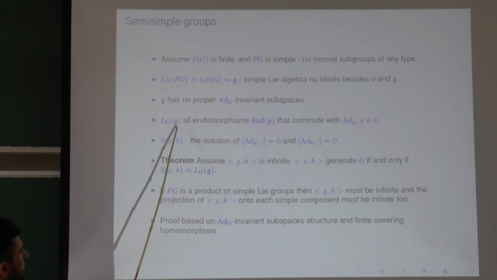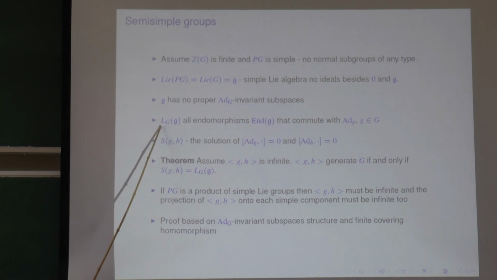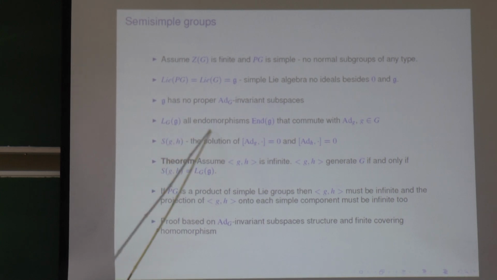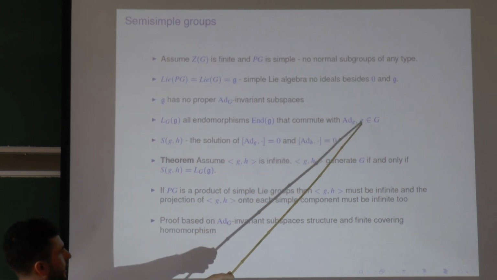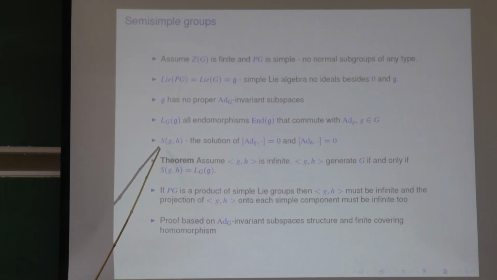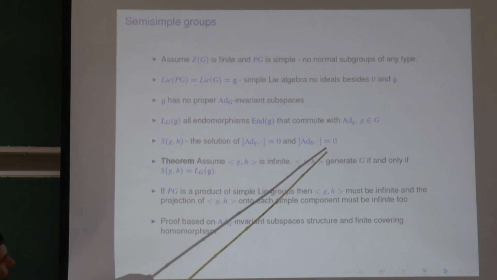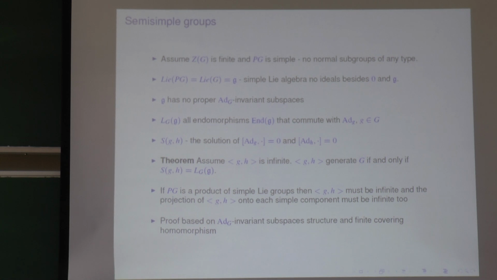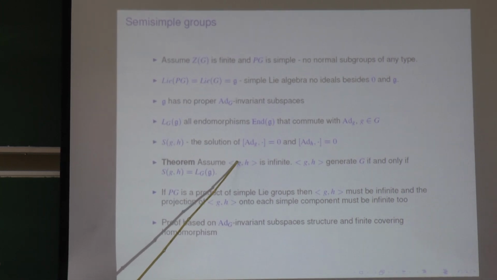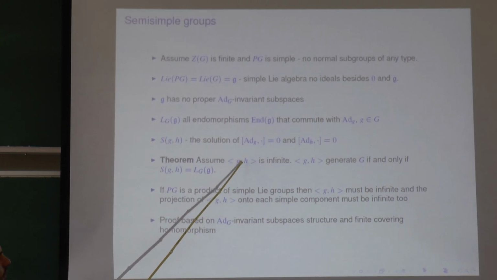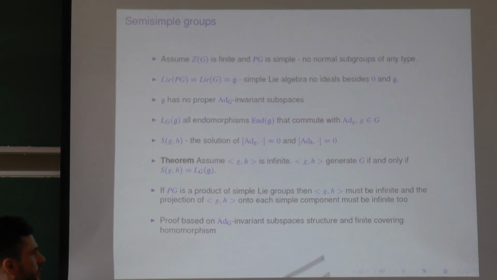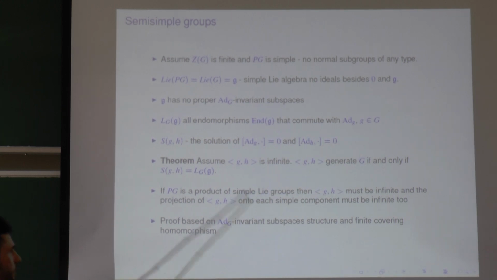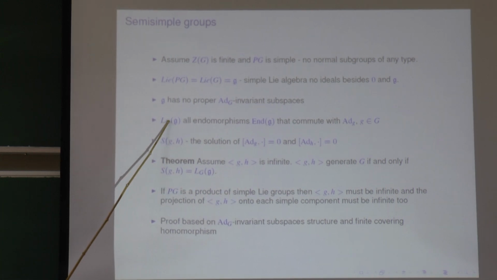And now this is the crucial point. I denote by L_G the space of all endomorphisms of my Lie algebra which commute with Ad g for all elements g, so for the entire group. And then by S_GH, I denote the solution of these two equations, something which commutes with Ad G and Ad H only. I do not assume that it has to commute with anything else. And then I have a very nice theorem which says that if I only assume that the group generated by G and H is infinite, then this group generates the entire group G if and only if this solution set is the same as this space.